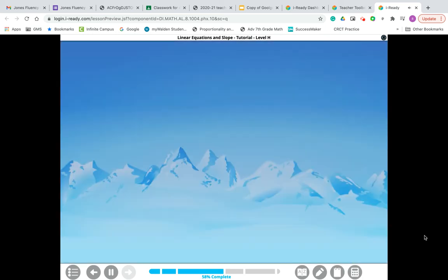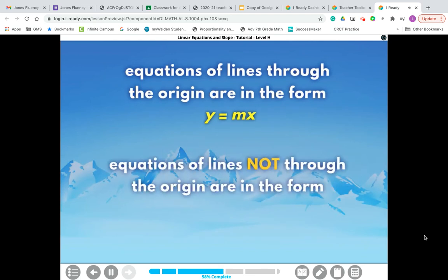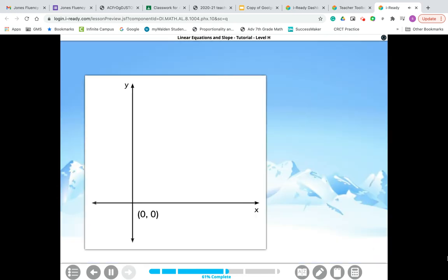I know. Look, at math club, we showed that equations of lines through the origin are in the form y equals mx, and equations of lines not through the origin are in the form y equals mx plus b. Check it out. So, first, draw a line through the origin. Choose a point on the line and label it (x, y).